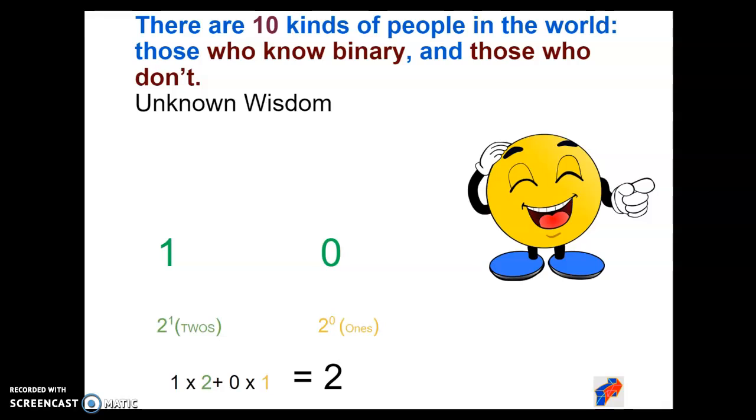Now your joke: there are 10 kinds of people in the world, those who know binary and those who don't.